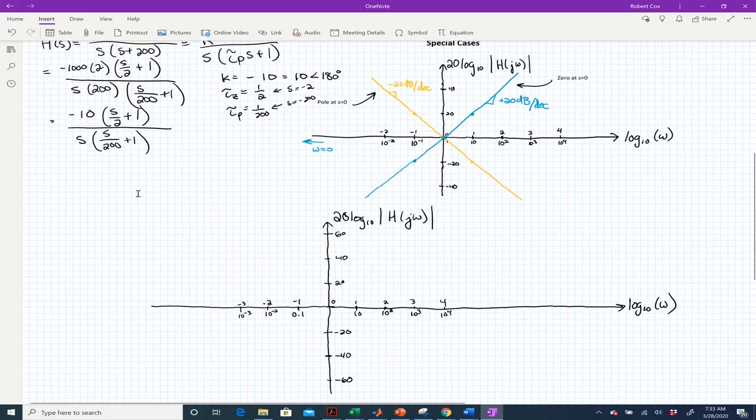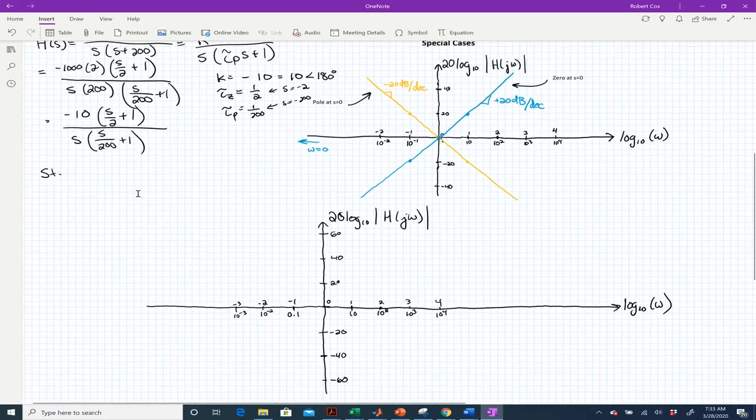Okay, so let's get into step 3. Step 3 is to plot the individual contributions of my 2 poles and my 0. So let's start with the 0. I have a 0 at omega equal to 2. So the first question is, where is omega equal to 2?